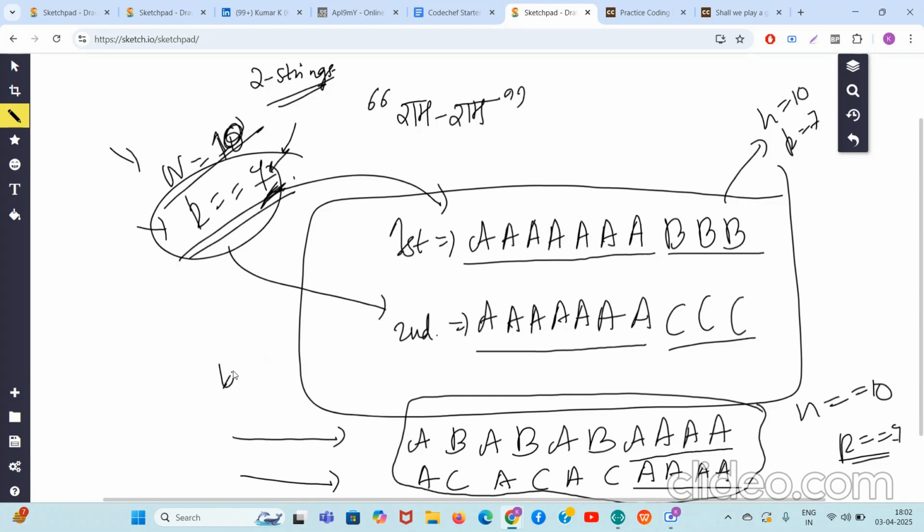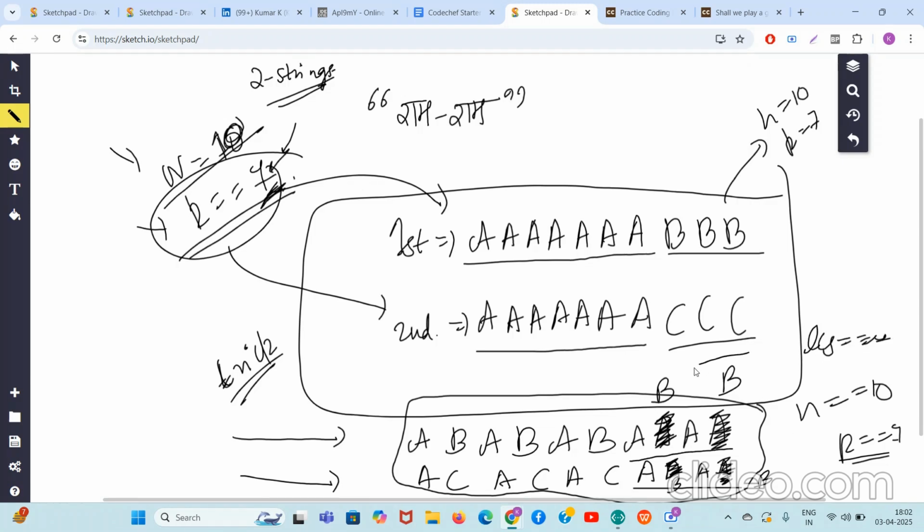The trick is, my lovely student, that you will just cut it out. Like the adjacent characters, I will just put a B here, and here also, and here also. And still the longest common subsequence is 7 only.